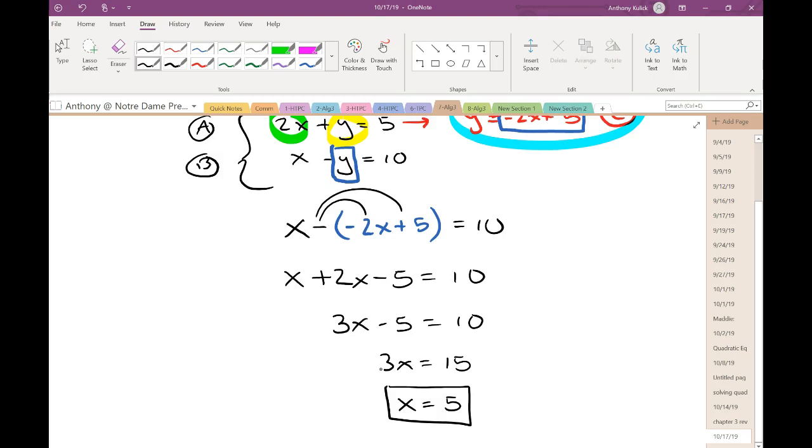Everybody's happy with that? How are we going to find the other half of our answer? How are we going to find what y equals? I can plug x back in. Where should I plug it in? Equation A, or where else could I plug it in? I could plug it into equation C. I can't plug equation C back into equation A, where I generated it.